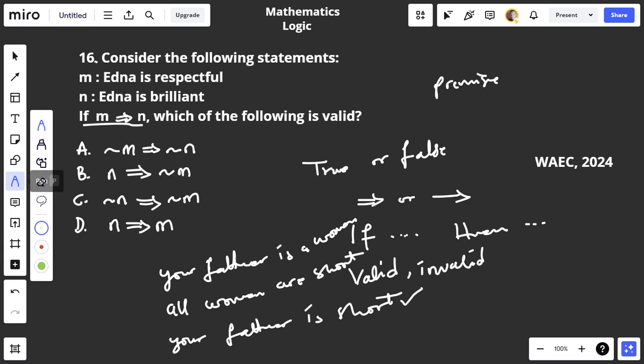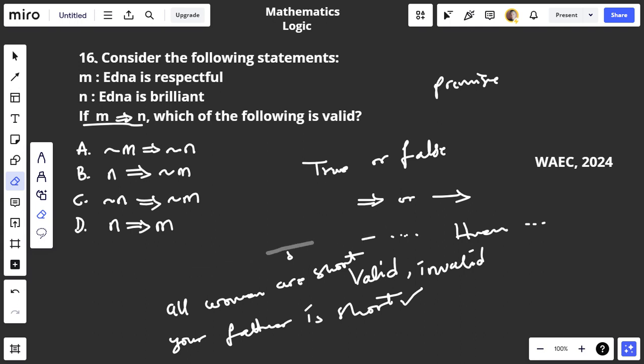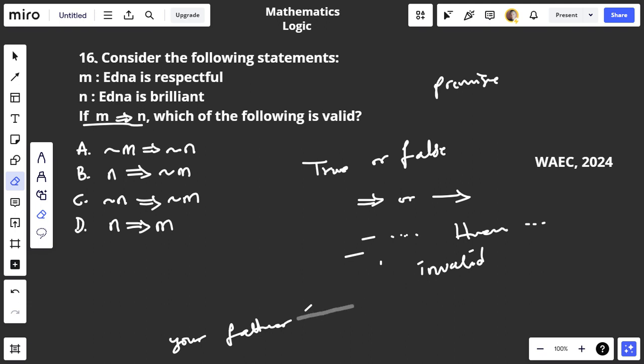Let me clean that up. No offense, please. It's just for the purpose of education. Nobody's father. I'm not insulting anyone. Okay.